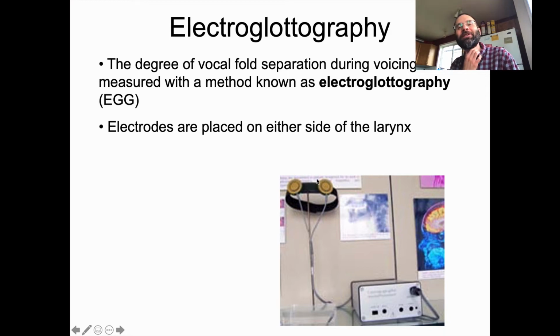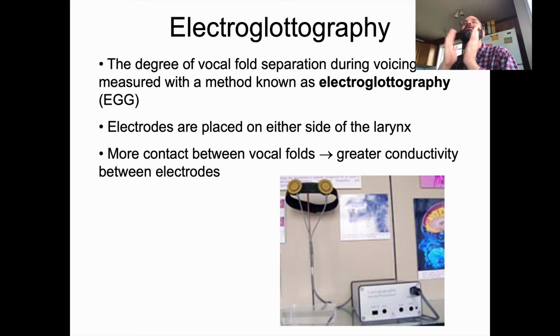So you place the electrodes on either side of your larynx, basically on either side of the vocal folds, and there's a small electrical current running through the electrodes. When your vocal folds close, that basically closes the circuit so that electricity can go across your larynx. The more contact there is between the vocal folds, the greater the connection between the two electrodes in the circuit, so you get greater conductivity between the electrodes.